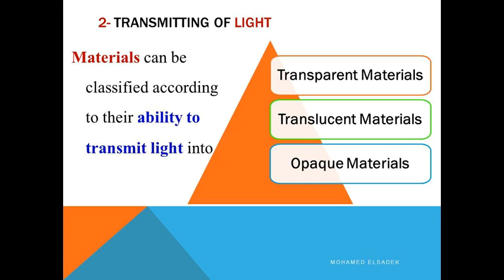So materials can be classified according to their ability to transmit light into three types of material. Transparent materials, semi-transparent materials, and opaque materials.